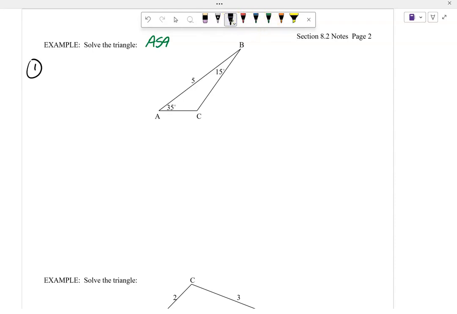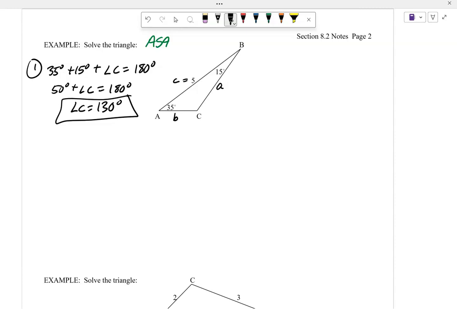So number one, well, and let me label my side lengths. This would be side length A, this would be side length B. It looks like I'm given side length C right there. So angle A is 35 degrees, angle B is 15 degrees. Angle C, I don't know. Looks like it's an obtuse angle if this is drawn to scale. 35 plus 15, got 50 degrees. Subtract 50 from both sides, so it looks like I got 130 degrees is my angle C. All right, so angle C, 130 degrees.